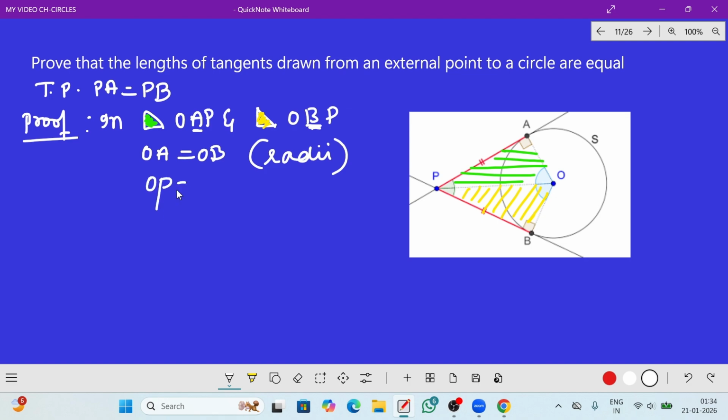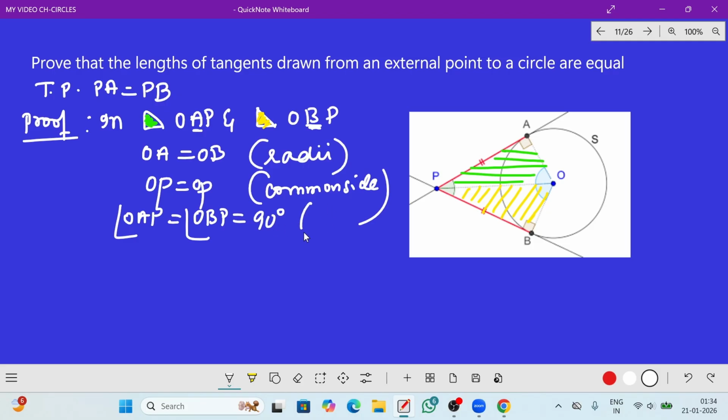Therefore, OP is equal to OP, that is the common side. Then we got it as, here we get 90 degrees, here also 90 degrees. Angle OAP is 90 degrees. Angle OBP is equal to 90 degrees. So here we got the right angle, here we got the hypotenuse, and this is the side. How is this the hypotenuse? How did OP become the hypotenuse? Because the side opposite to the right angle becomes the hypotenuse.